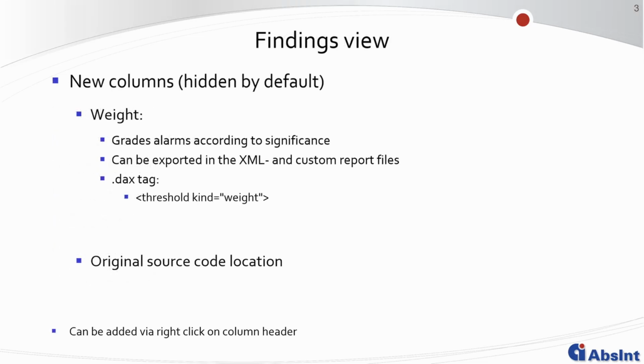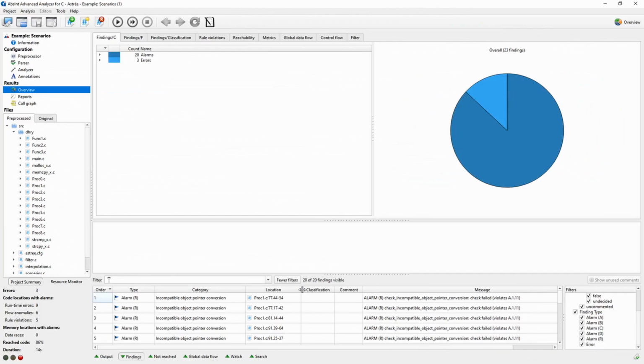Let's start with the findings view. We added two new columns to the findings view, which are hidden by default. The weight, which grades alarms according to their significance, and the original source code location of the finding. The additional information can be added via right-click on the column header and selection of the corresponding entry.